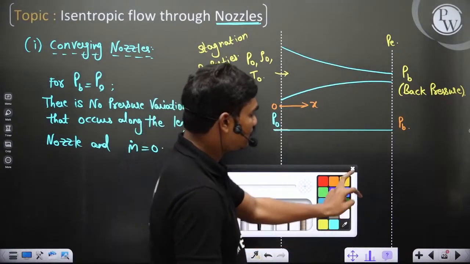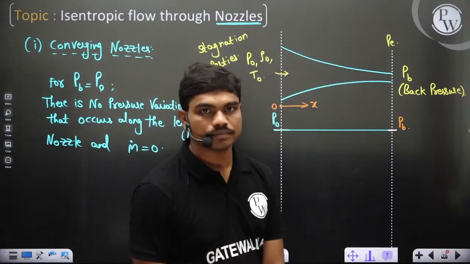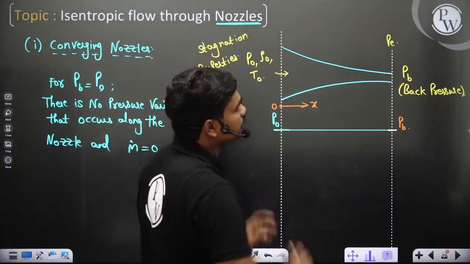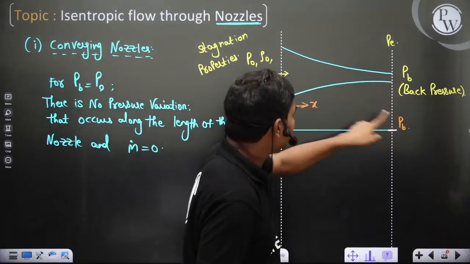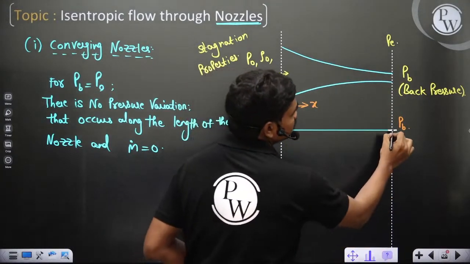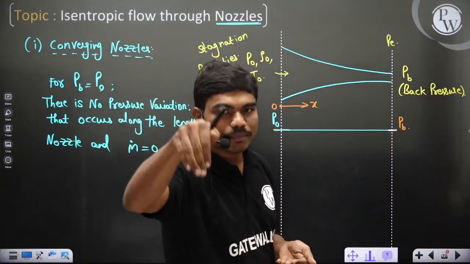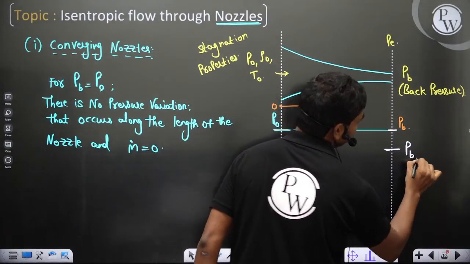Now let's see. Let's say this PB is initially here. P0 is the same because the tank condition is nothing we are disturbing. But let's say now in a separate experiment, this PB, which was initially equal to P0, I have reduced to some lower quantity. So let's say this is my new PB.